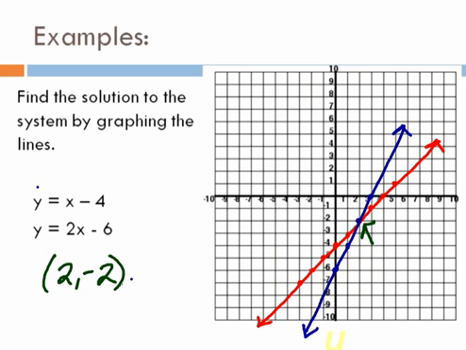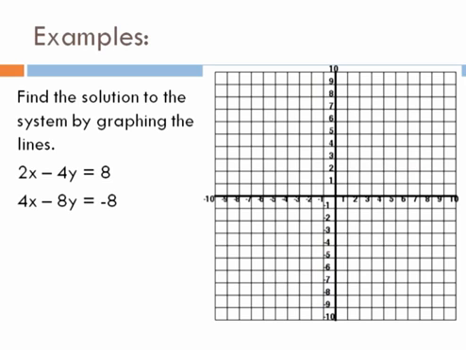Alright, let's look at another. Here we have two more linear equations. We're going to find the solution to this system by graphing these lines. But this time, notice that these are not in slope-intercept form. So the first thing we're going to need to do is solve for y. We'll need to do this one at a time.